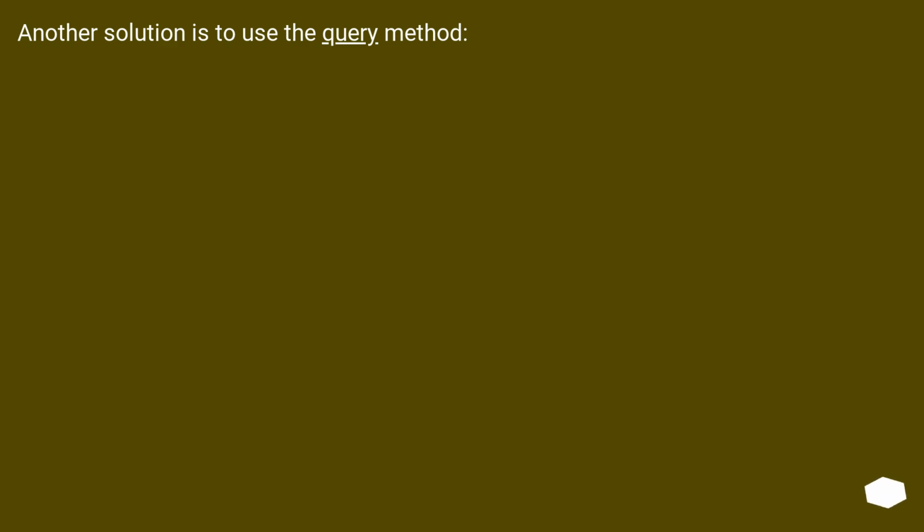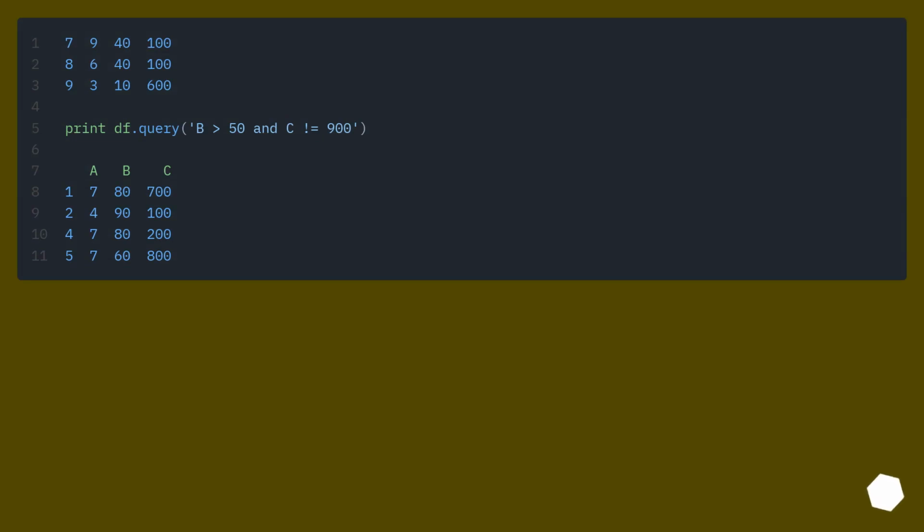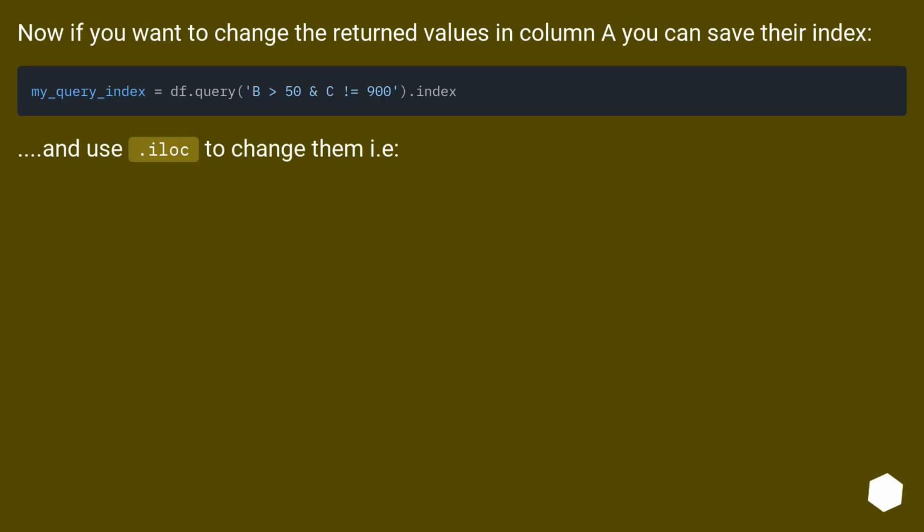Another solution is to use the query method. Now if you want to change the returned values in column A, you can save their index and use .iloc to change them.